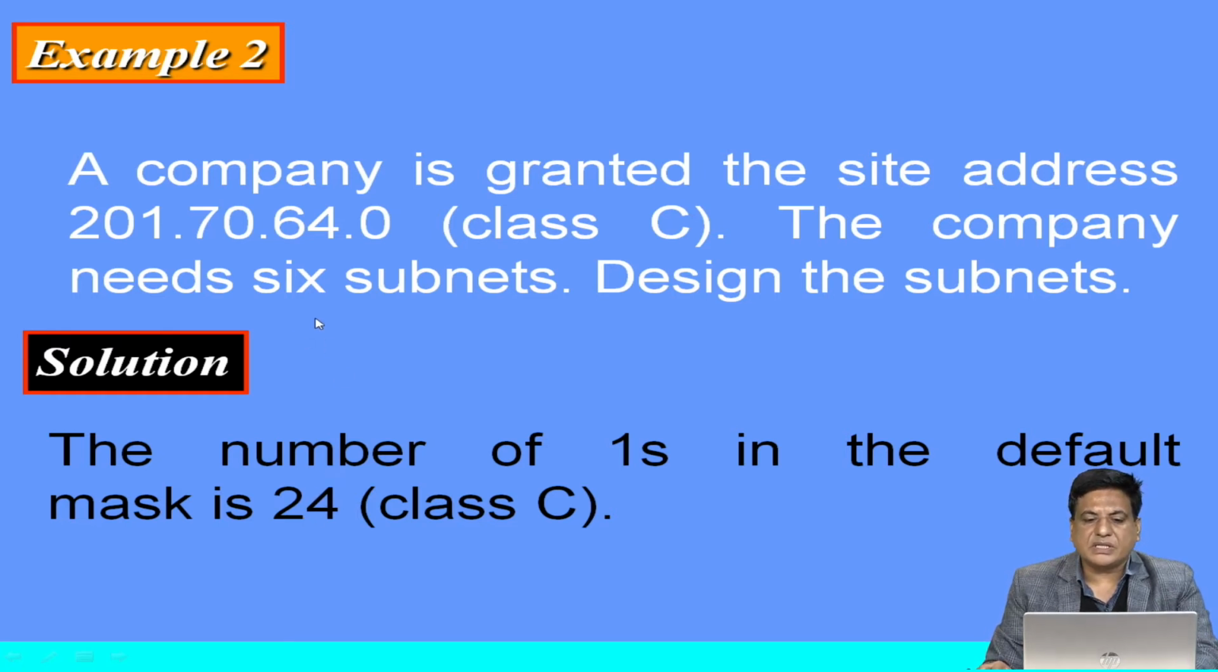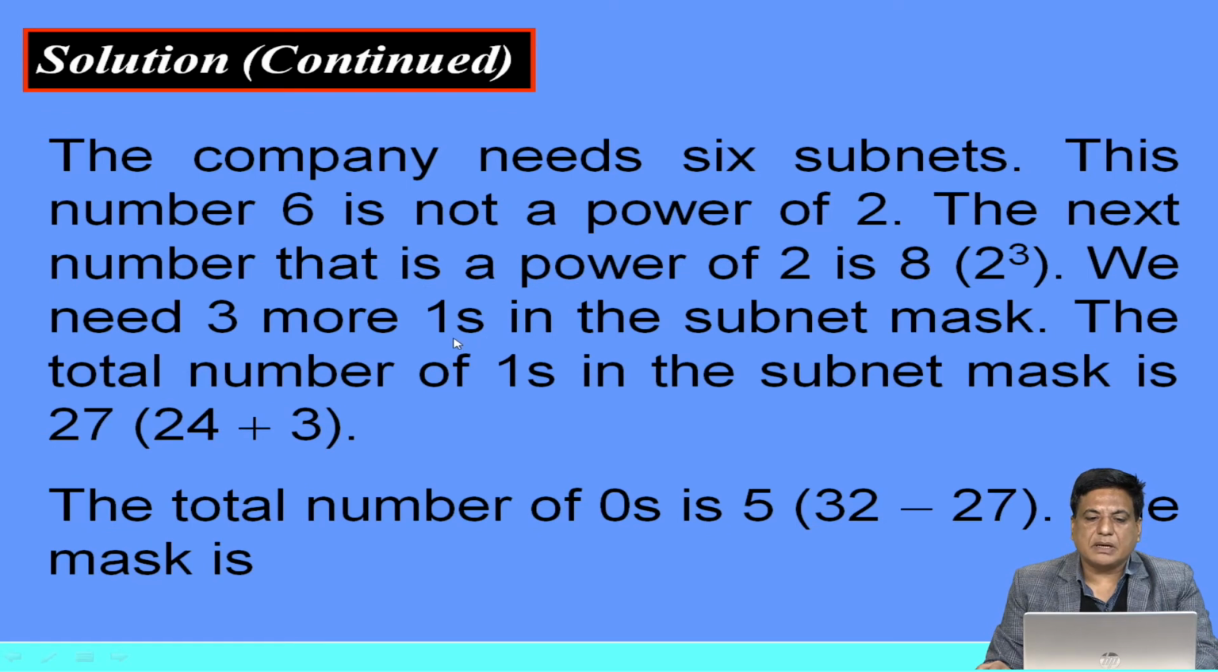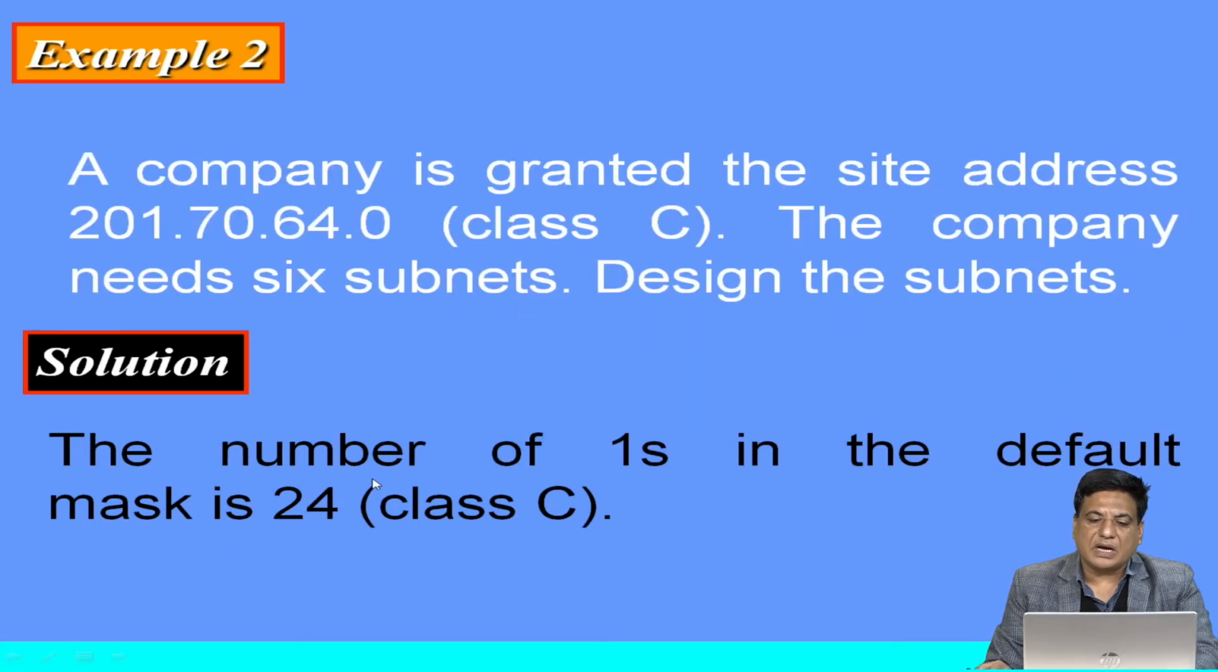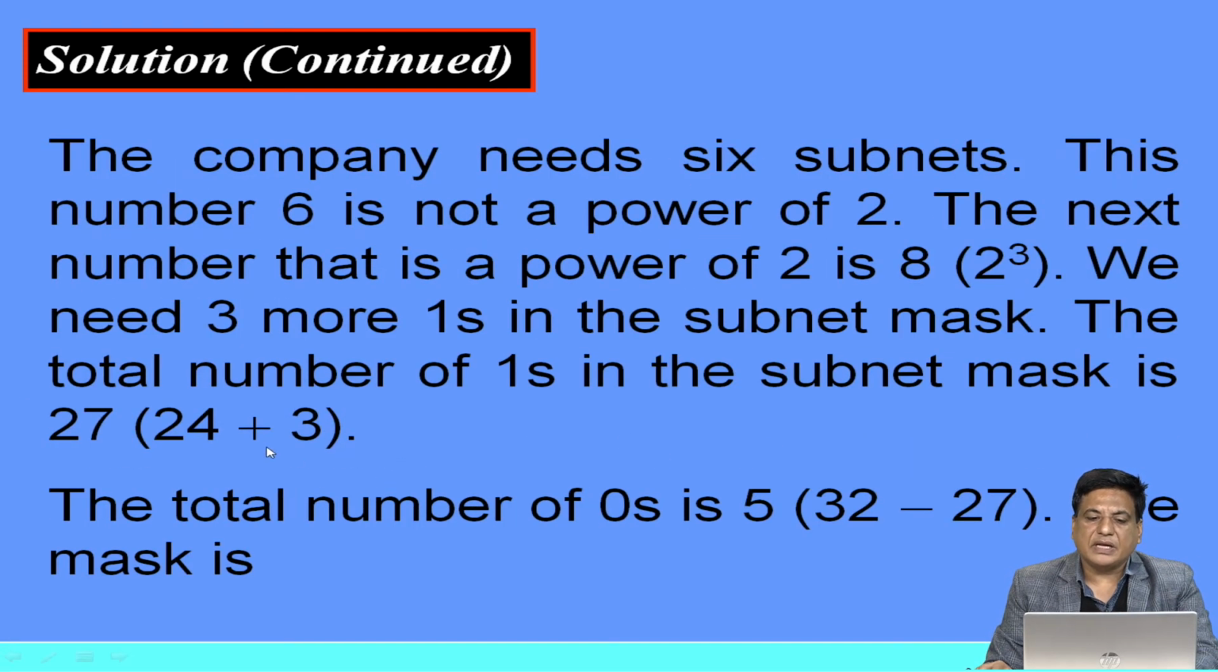So, here we are given 6 subnets. 6 subnets: 2 to the power 2 means 4, 2 to the power 3 means 8. So, 6 is not a power of 2. So, we take the upper bound, which means we use 2 to the power 3, meaning 3 bits for the subnet mask. The number of bits for the subnet mask is already 24 and we are adding 3. It means 27 bits are assigned for the subnet mask.